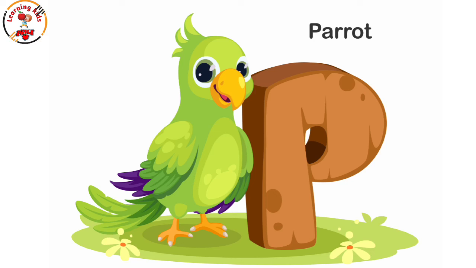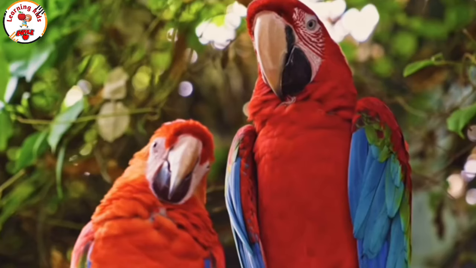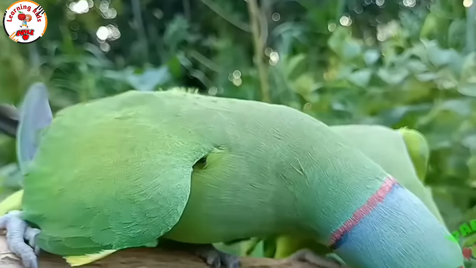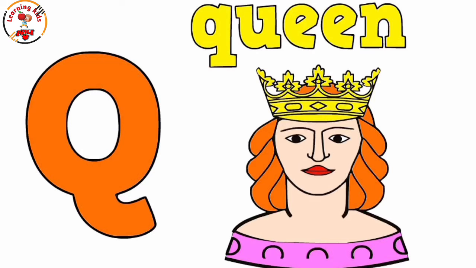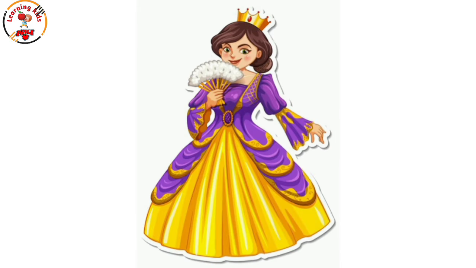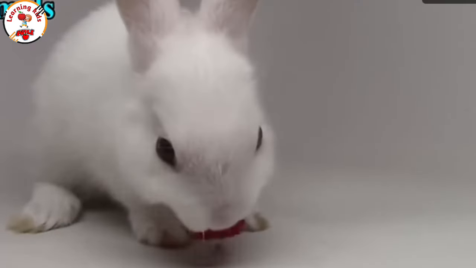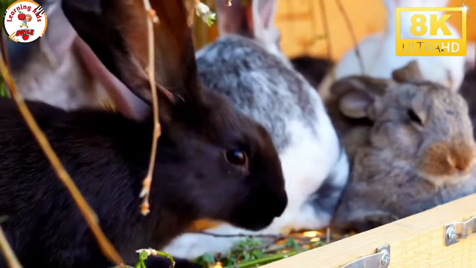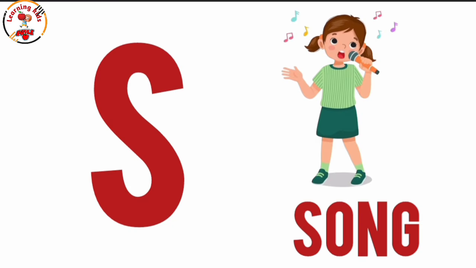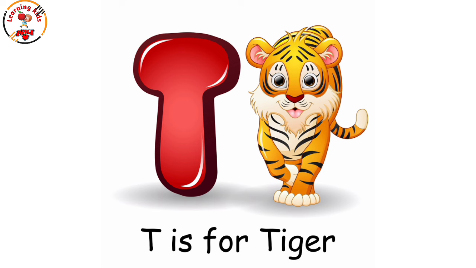P for parrot. Q for queen. R for rabbit. S for song. T for tiger.